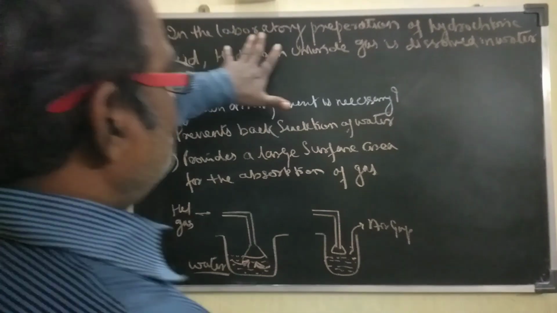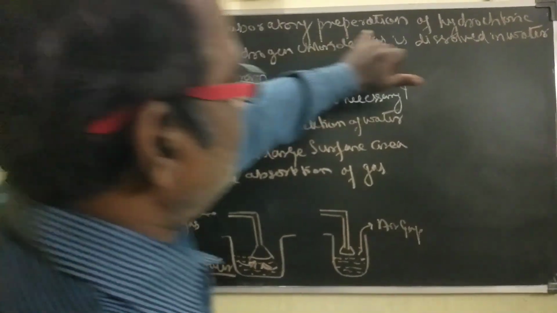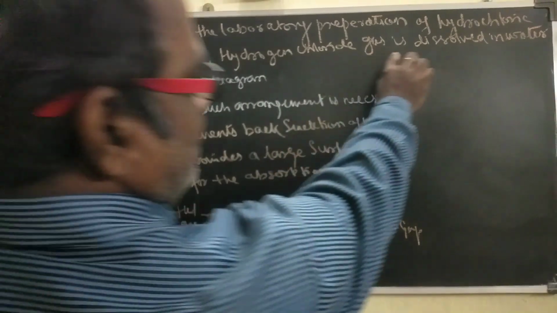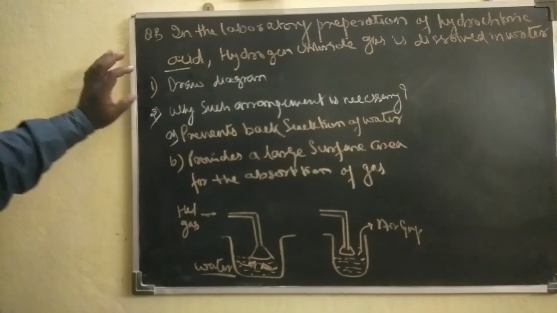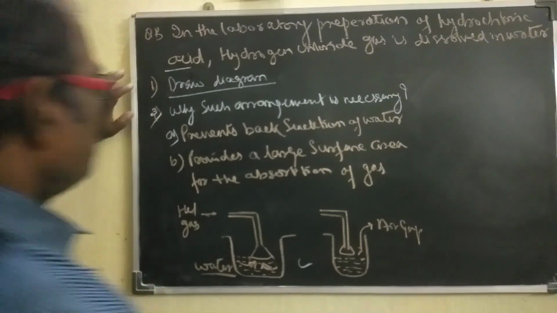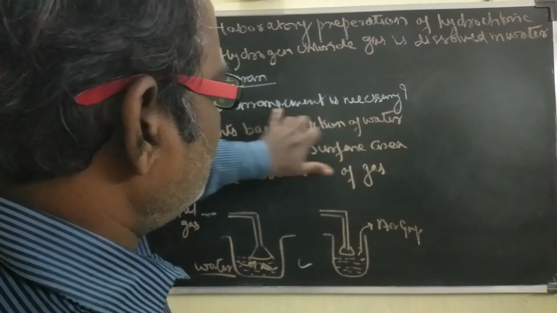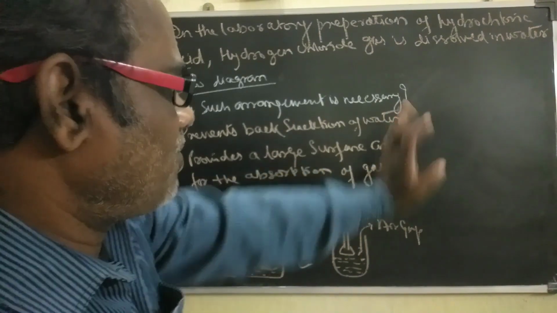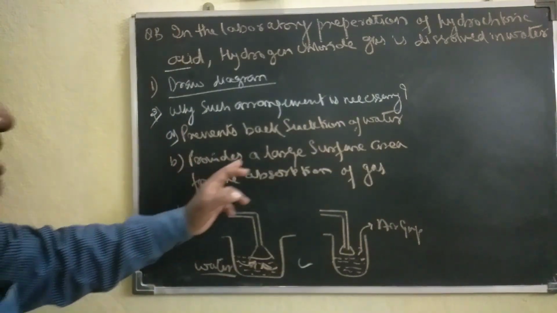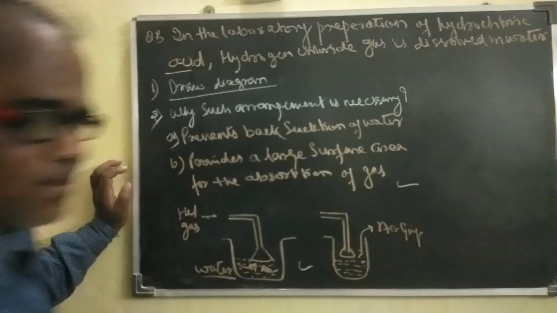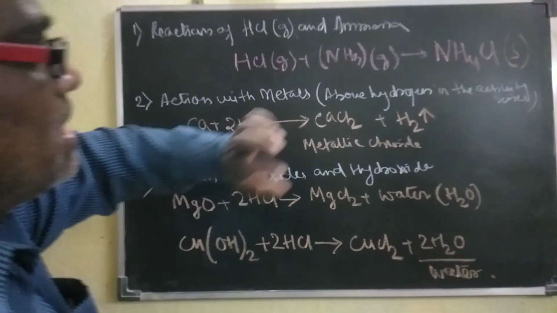One more diagrammatic question you can get in the laboratory preparation of hydrochloric acid. Here acid is given. Hydrogen chloride gas is dissolved. So first draw the diagram. This kind of question may come, so you have to draw these two diagrams. Then why is such arrangement necessary? Number one, prevents back suction of water into the flask, and number two, provides a large surface area for the absorption of gas.